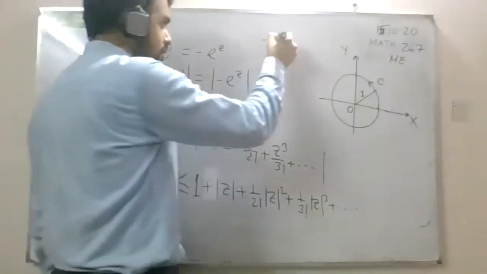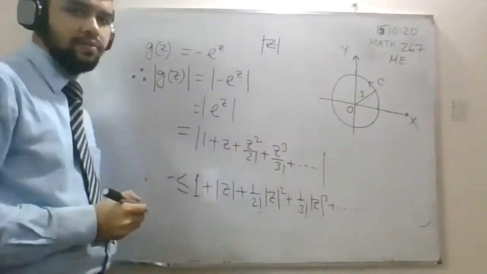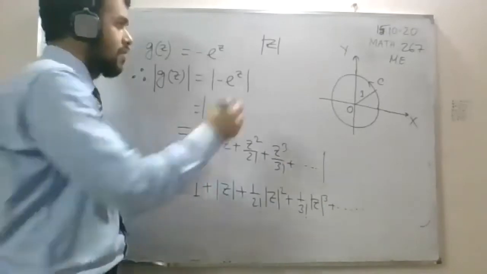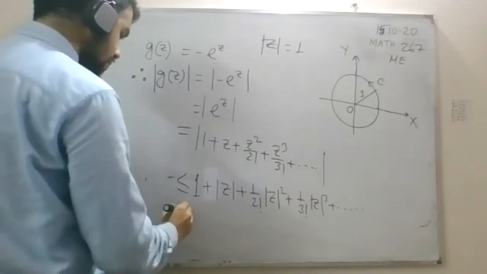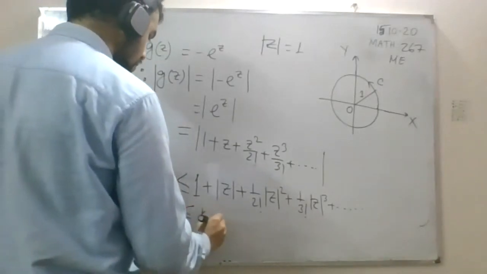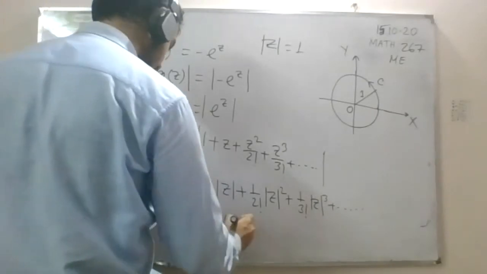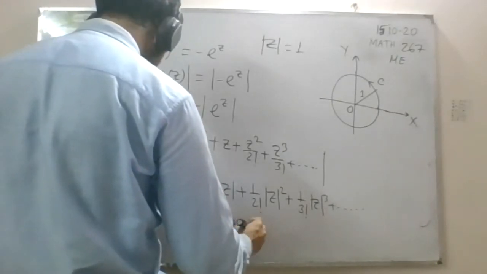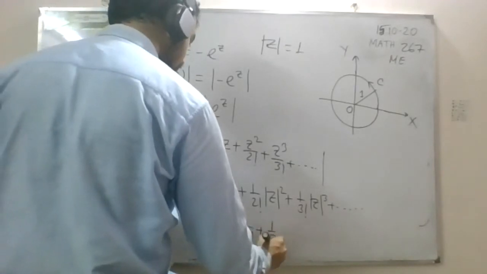What is our modulus of z? Sir, 1. This is 1, so you can write this thing. So it's 1 plus 1. Again, here this is 1 by 2 factorial plus 1 by 3 factorial.